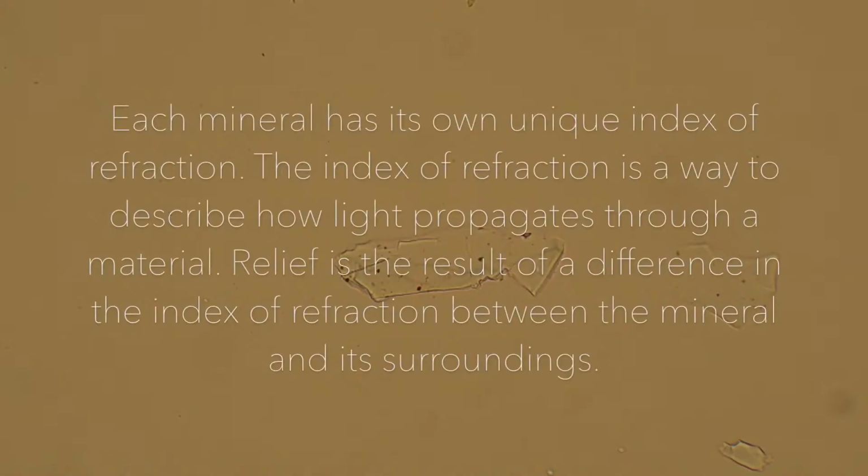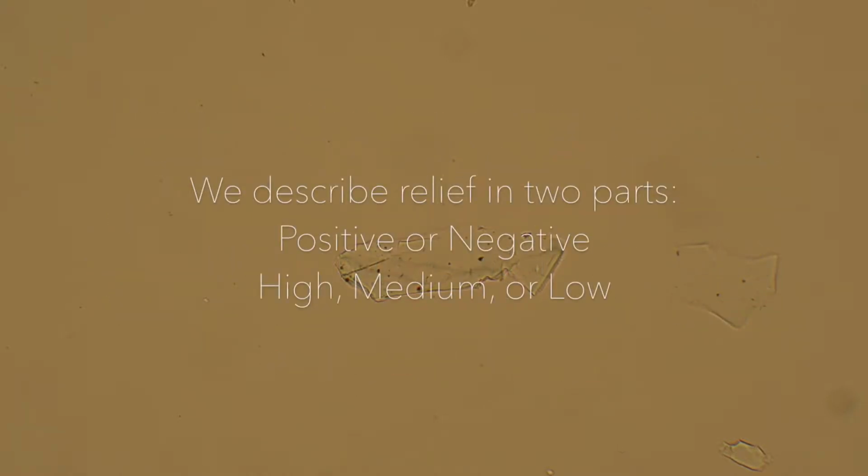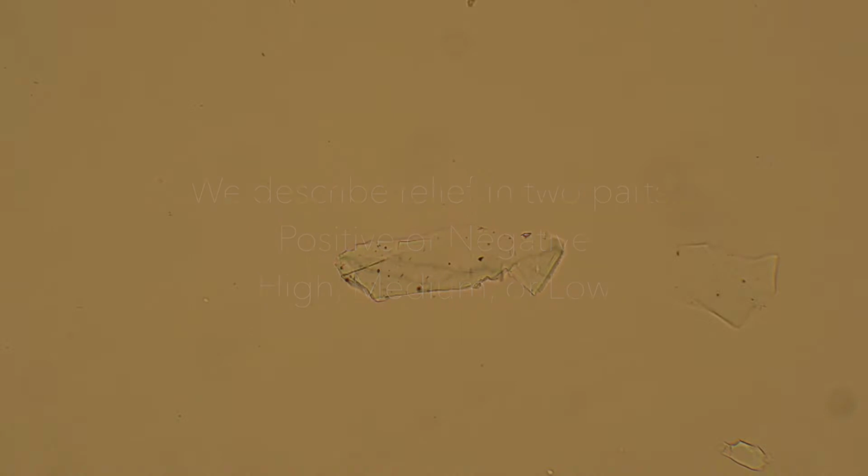Next, we will learn about the optical property of relief. In order to understand relief, we must first be aware that each mineral has its own unique index of refraction. The index of refraction is a way to describe how light propagates through a material. Relief is the result of a difference in the index of refraction between the mineral and its surroundings. We describe relief in two parts. It is positive or negative, and then high, medium, or low.